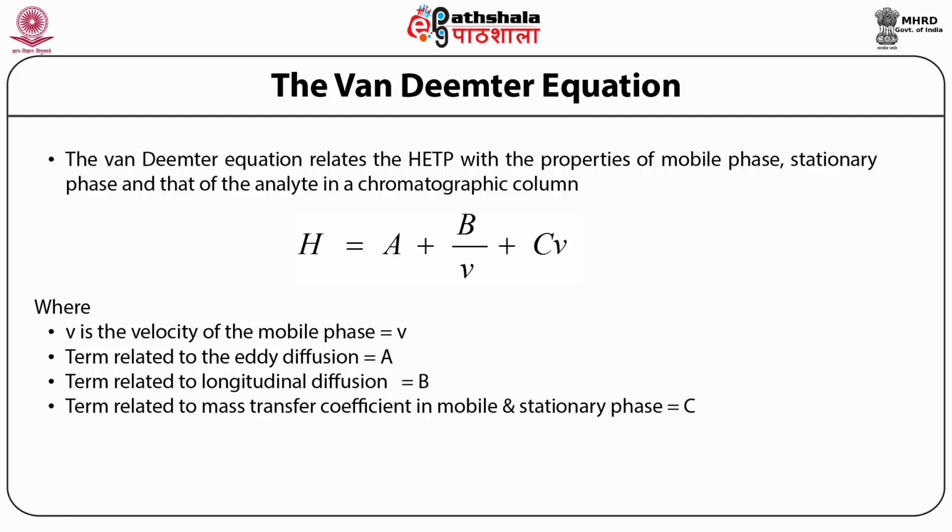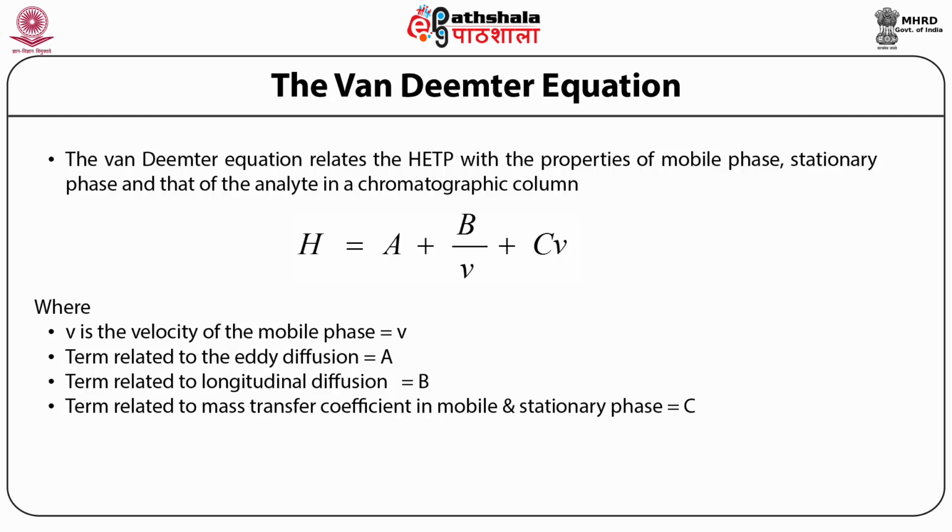The term A in the above equation is independent of the flow velocity and dependent on eddy diffusion. Eddy diffusion takes place due to small differences in the particle size of the packing material or differences in packing uniformity. Since gas chromatography, or GC, is operated in open columns, the A term is negligible in GC.